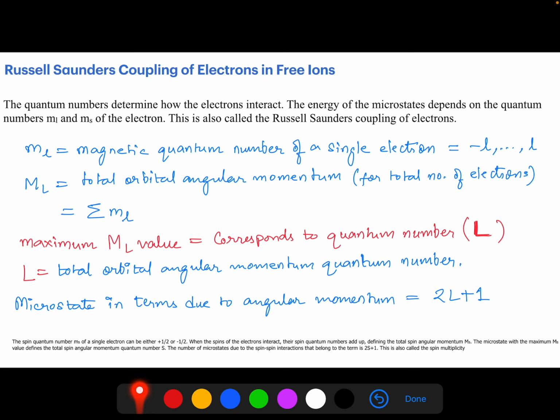Capital ML is the total orbital angular momentum for the total number of electrons, which we can calculate as the sum of the magnetic quantum numbers of the single electrons. The maximum value of capital ML corresponds to the quantum number capital L, the total orbital angular momentum quantum number, which is the quantum number associated with ML. And the number of microstates in a term due to the angular momentum we can write as 2L plus 1.